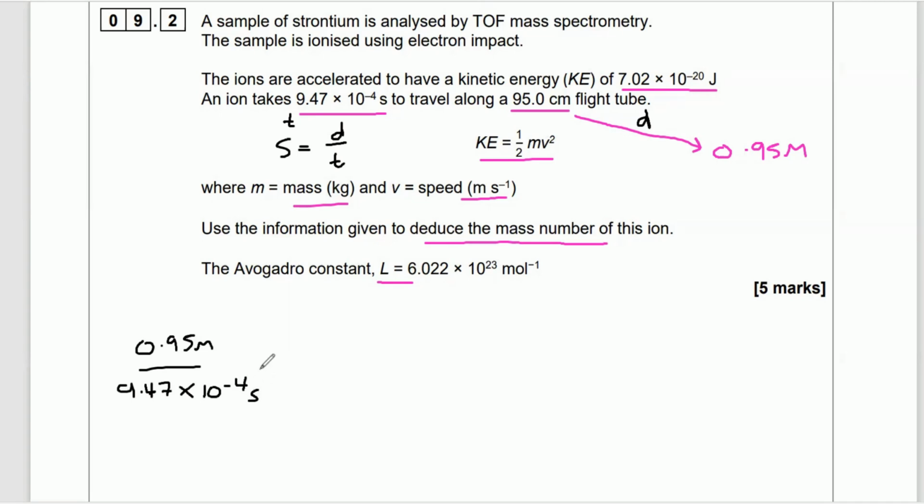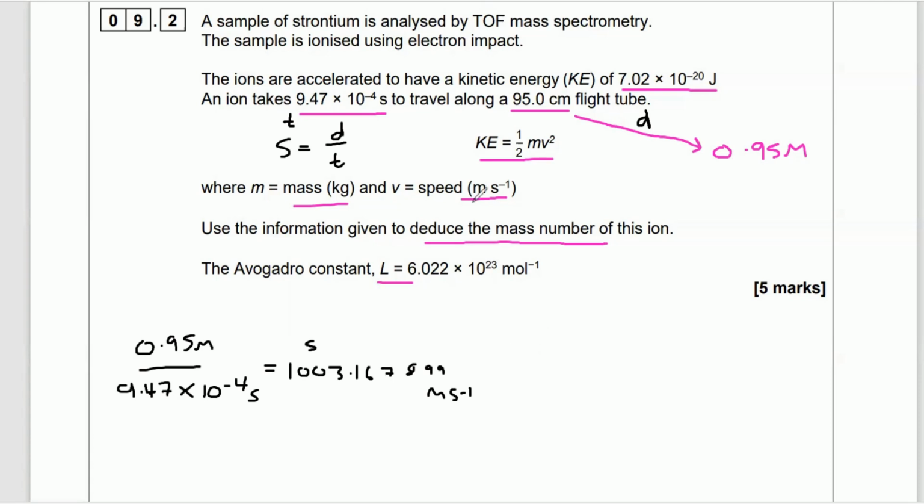Okay, let's have a little butchers here. What we're going to do is distance, which is 0.95 meters, over the time, which we're told up here, underlined in pink, is 9.47 times 10 to the minus 4. And that's going to give us the speed. Okay, so that's going to give us the speed of the ions traveling along the tube, along the 1 meter tube. And so we write our speed out here, and that's in meters per second. And speed is interchangeable with velocity in this. I know velocity is a vector quantity and all that business, but essentially it's interchangeable with speed.